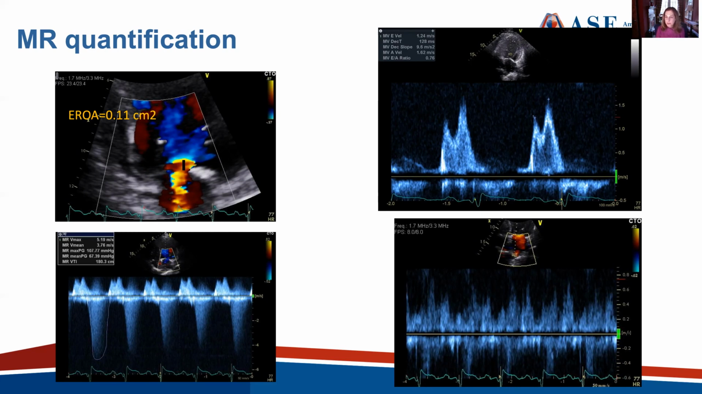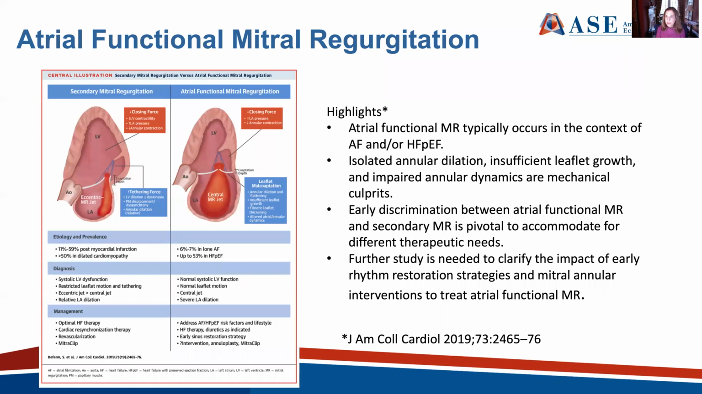So in functional mitral regurgitation, the problem isn't the mitral valve, it's the surrounding myocardium and the mitral valve apparatus. So we have to target our treatment towards those structures in order to treat the mitral regurgitation. Now there's another type of functional mitral regurgitation I want to make you aware of, and that's atrial functional mitral regurgitation. So this kind of mitral regurgitation typically occurs in the context of atrial fibrillation and or heart failure with preserved ejection fraction.